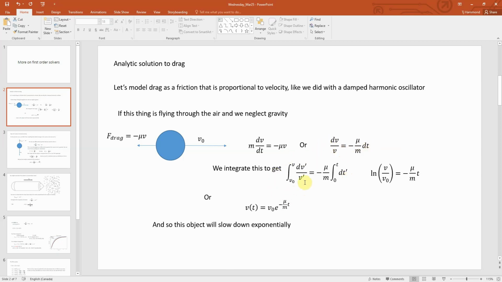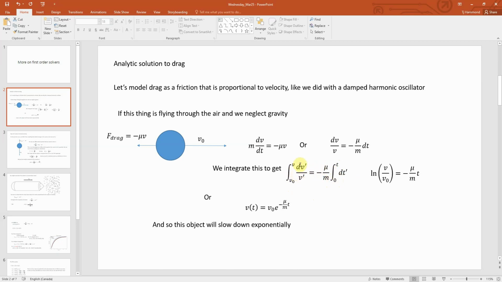Now we can use definite integrals. We're going to integrate from our initial velocity, so this ball is initially flying through the air with v naught, and we integrate up to some velocity as a function of time. And on the time side, we integrate from t equals 0. We're just saying that the initial time is 0 and it goes up to some time t. And of course, mu and m are constants here. So we can integrate this.